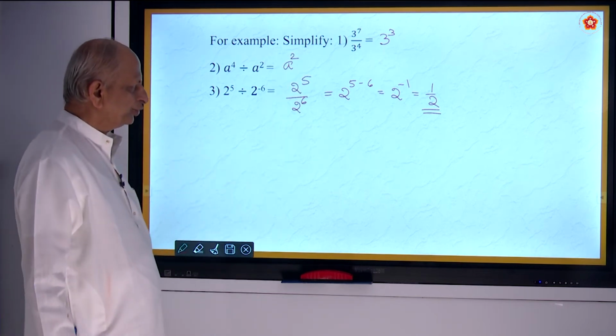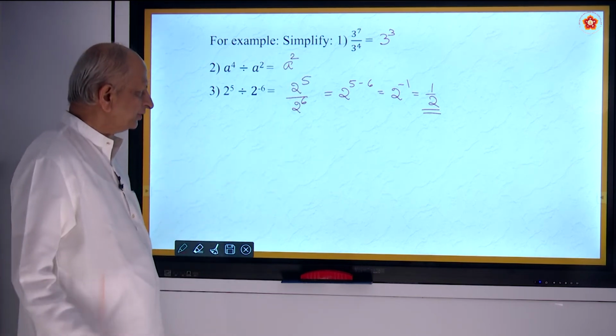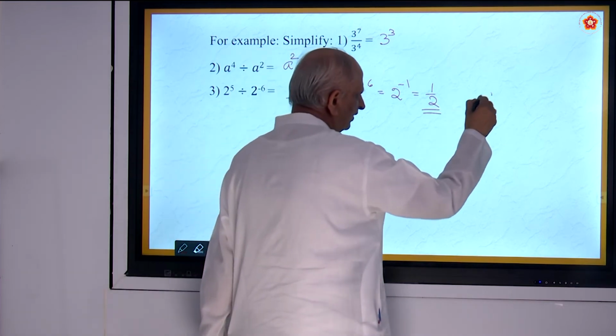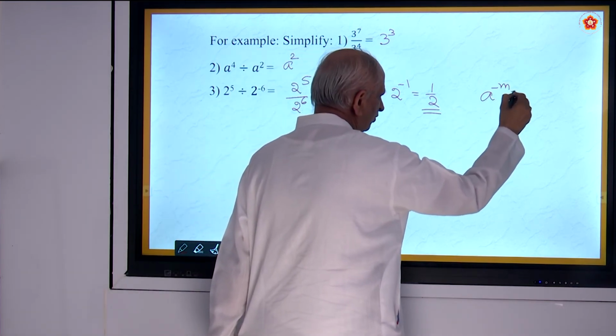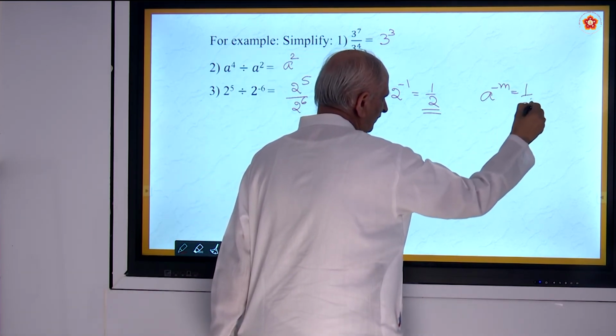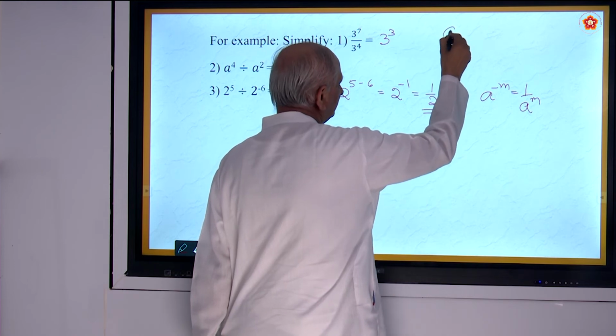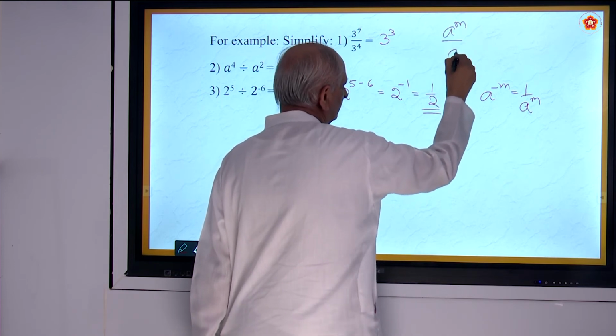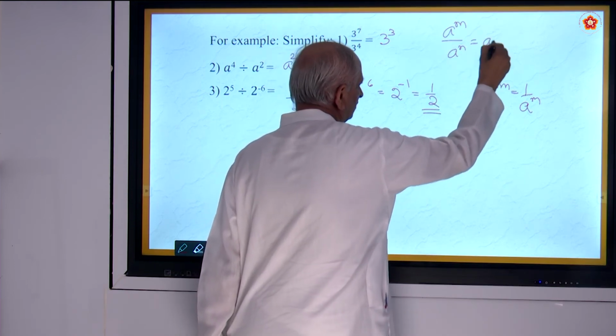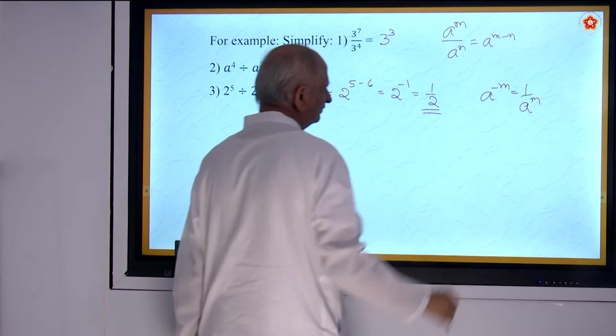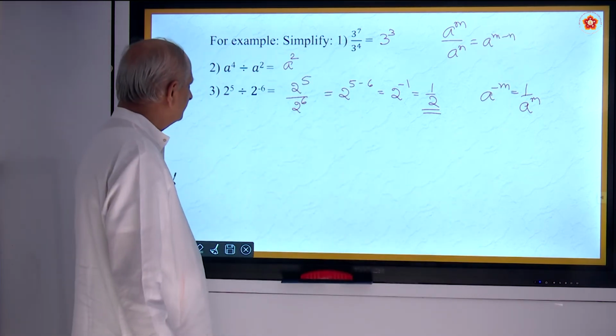1 by 2. 2 to the power of minus 1 means, here, this formula is there, no? What is the formula here? a to the power of minus m is equal to 1 by a to the power of m. And a to the power of m by a to the power of n is equal to a to the power of m minus n. Okay?